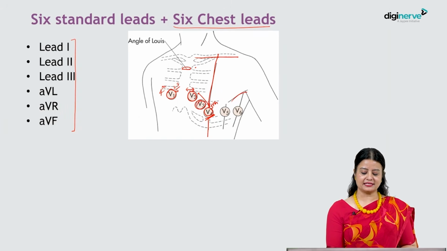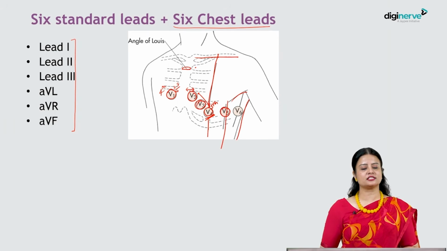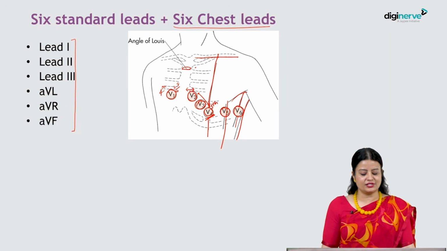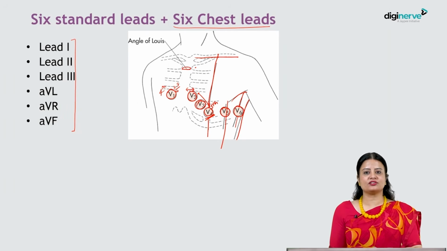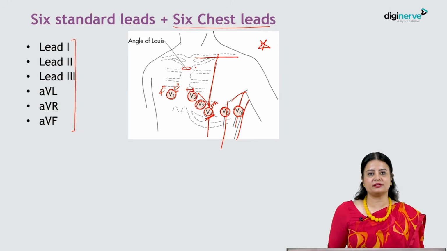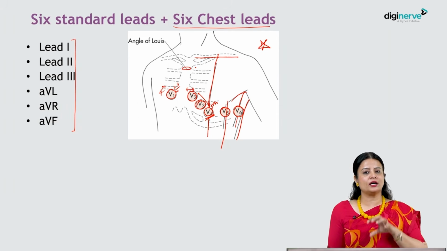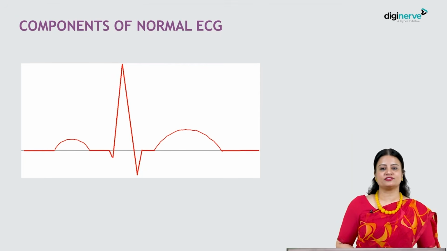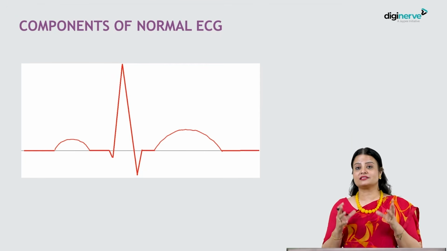Then we take the axilla and we draw the anterior axillary line. In the 5th intercostal space, we place the 5th chest lead, and in the mid-axillary line in the 5th intercostal space, we place the 6th chest lead. So that is the placement of the chest leads. It is a very, very important thing which you must remember for your practicals throughout your clinical career and even for your exams. So now once we have done the components of normal ECG, we are going to discuss these components in detail.